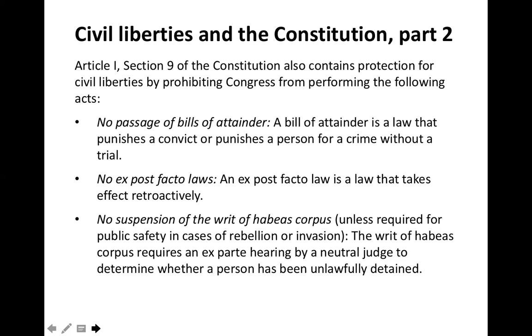We can't do that. But then we cannot suspend the writ of habeas corpus. There is an exception here for public safety in cases of rebellion or invasion. That's where the Patriot Act gets involved. But the writ of habeas corpus requires a hearing by a neutral judge to determine whether a person has been unlawfully detained. You see writs of habeas corpus a lot in civil detainment. You see it also in death penalty cases. Once they've reached their state appellate rights, they have federal habeas.